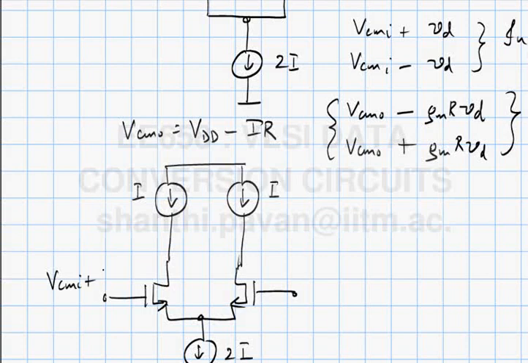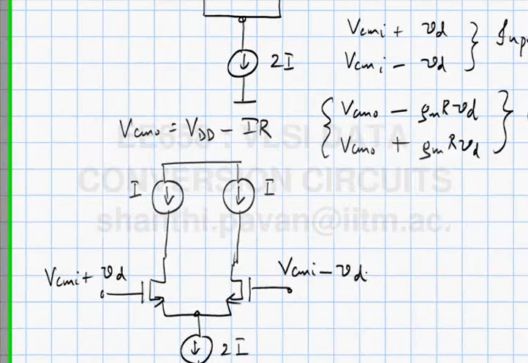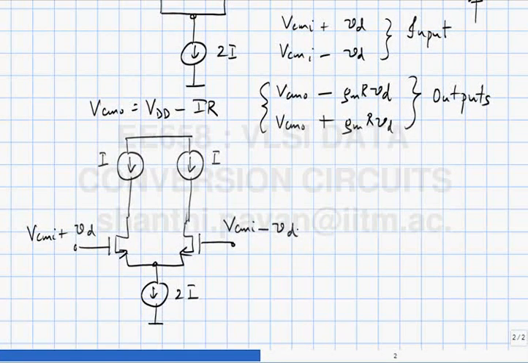VCMI plus VD. This is VCMI minus VD. Now you can expect to get a substantial gain. The value of the gain should be how much? So if the transistors are in the active region, then the incremental gain will be GM times RO of the transistor in parallel with the RO of the current source. The crucial point is that the transistors will remain in the active region, or in the saturation region.